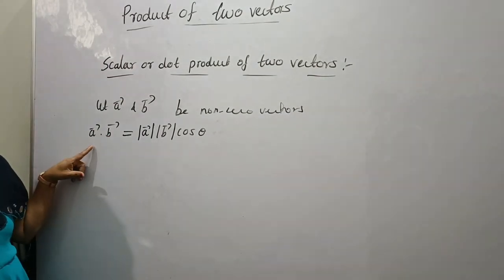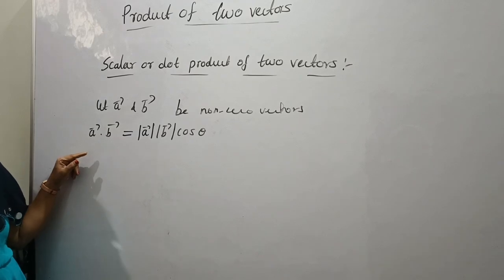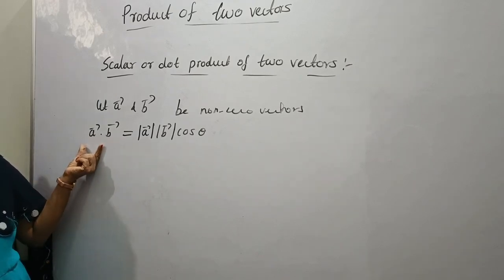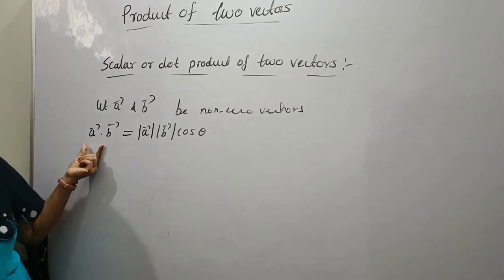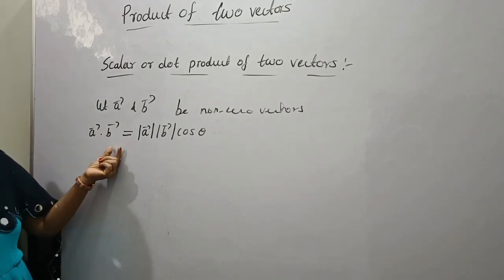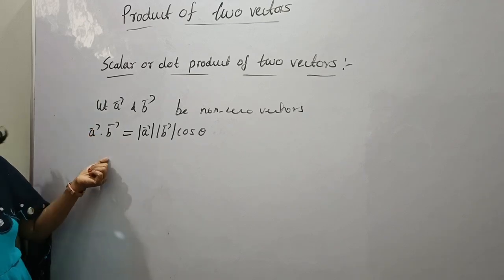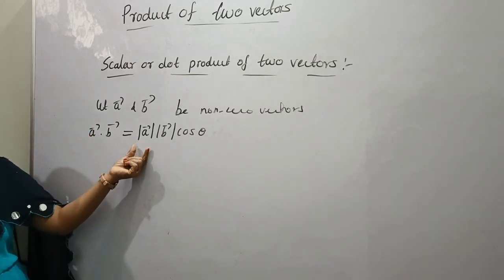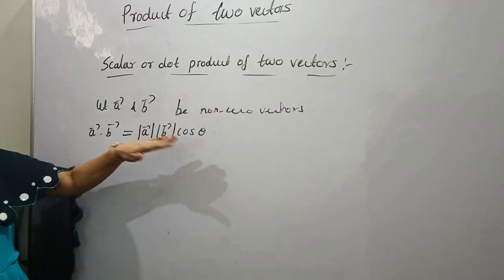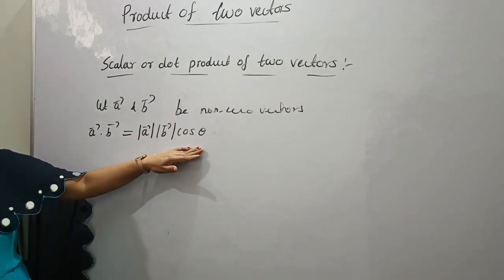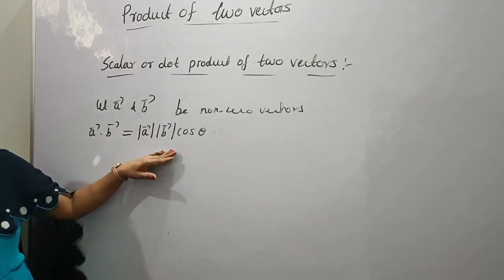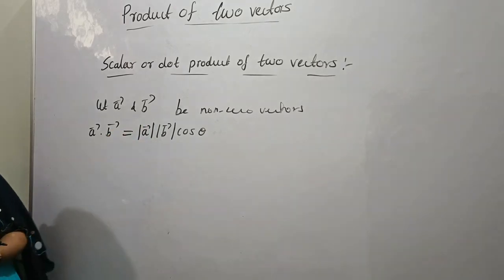Dot product of two vectors, vector A and vector B, is denoted by vector A dot vector B. That is why it is called a dot product. It is defined as vector A dot vector B is equal to modulus of vector A into modulus of vector B cos theta. Here theta is nothing but the angle between vector A and vector B.